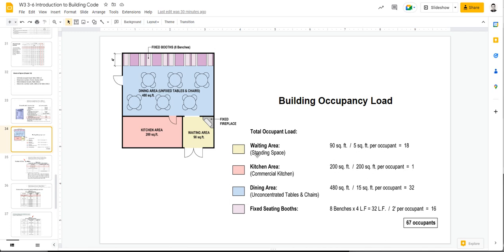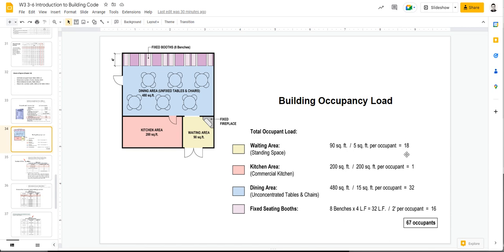If you have a waiting area, it has a higher occupant load, because if you have a 90 square foot area and you divide that by 5, you get 18. So this little space here where people are supposed to be just standing, you divide that by 5 and you get 18, and that will increase your occupant load.